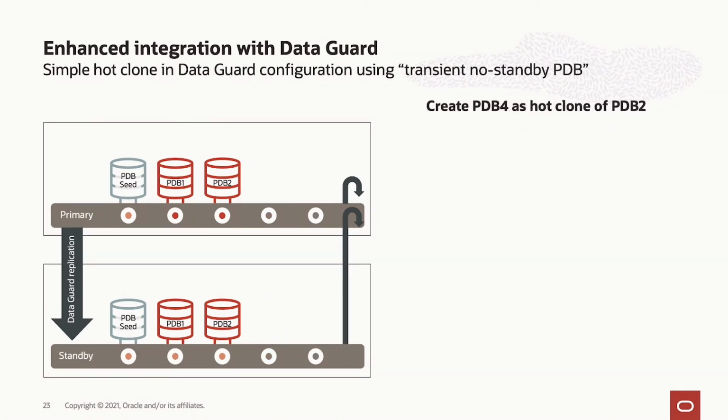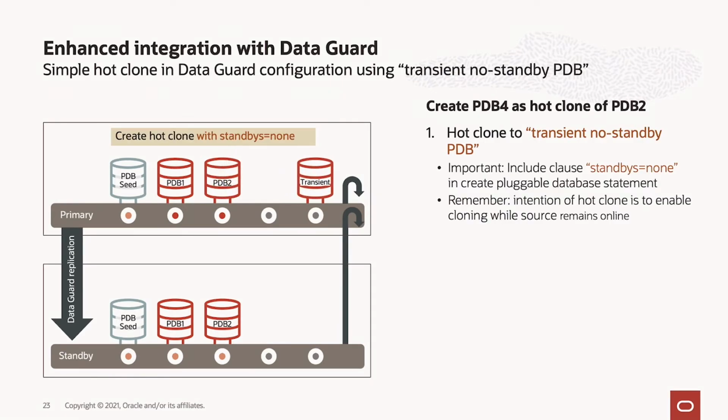Follow this same simple 1, 2, 3 procedure for hot clones in high availability configurations protected by DataGuard. As before, the first step is to create the transient no standby PDB, this time as a hot clone. Again, it's important to include the clause standbys equals none in the create pluggable database statement. Remember, the intention of a hot clone is to take the clone while the source remains online. Of course, this is consistent with our high availability theme.